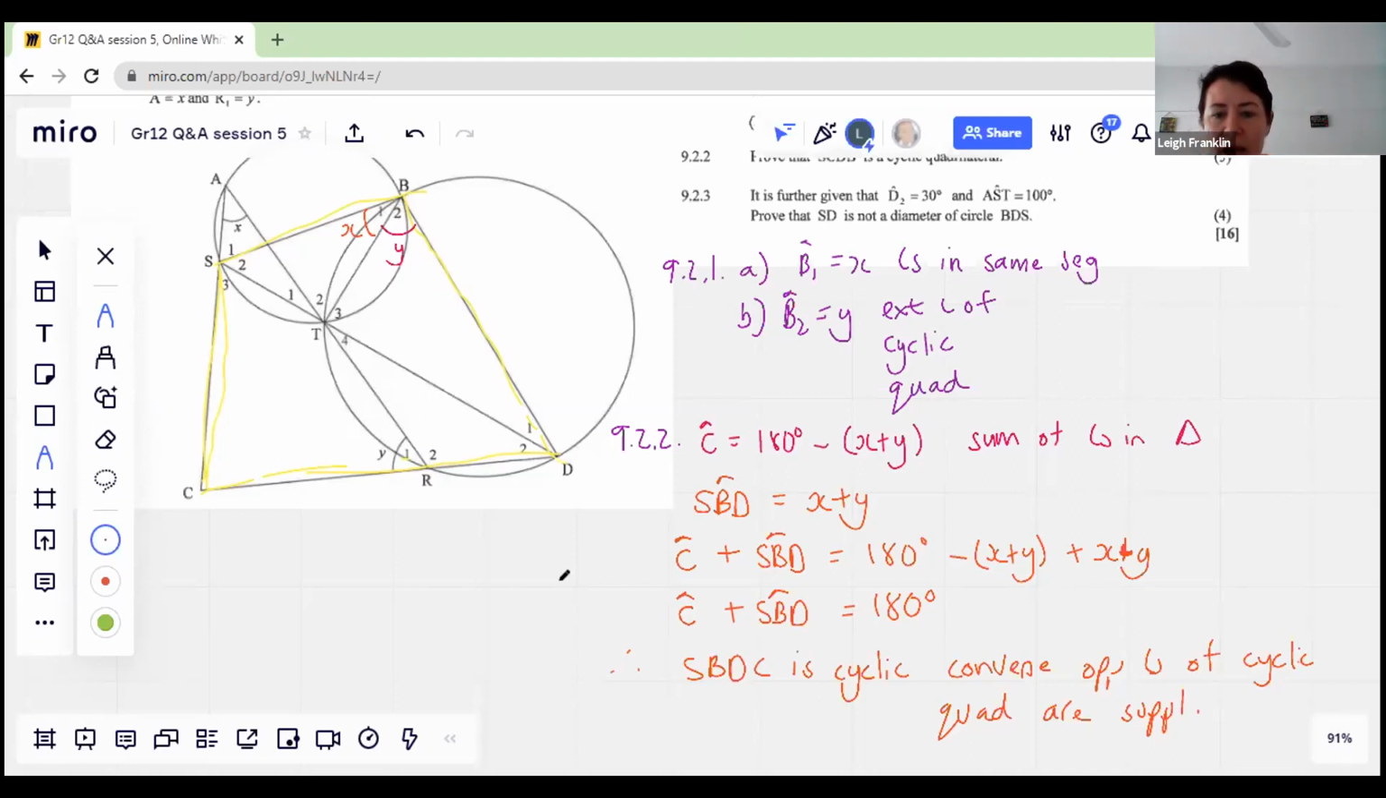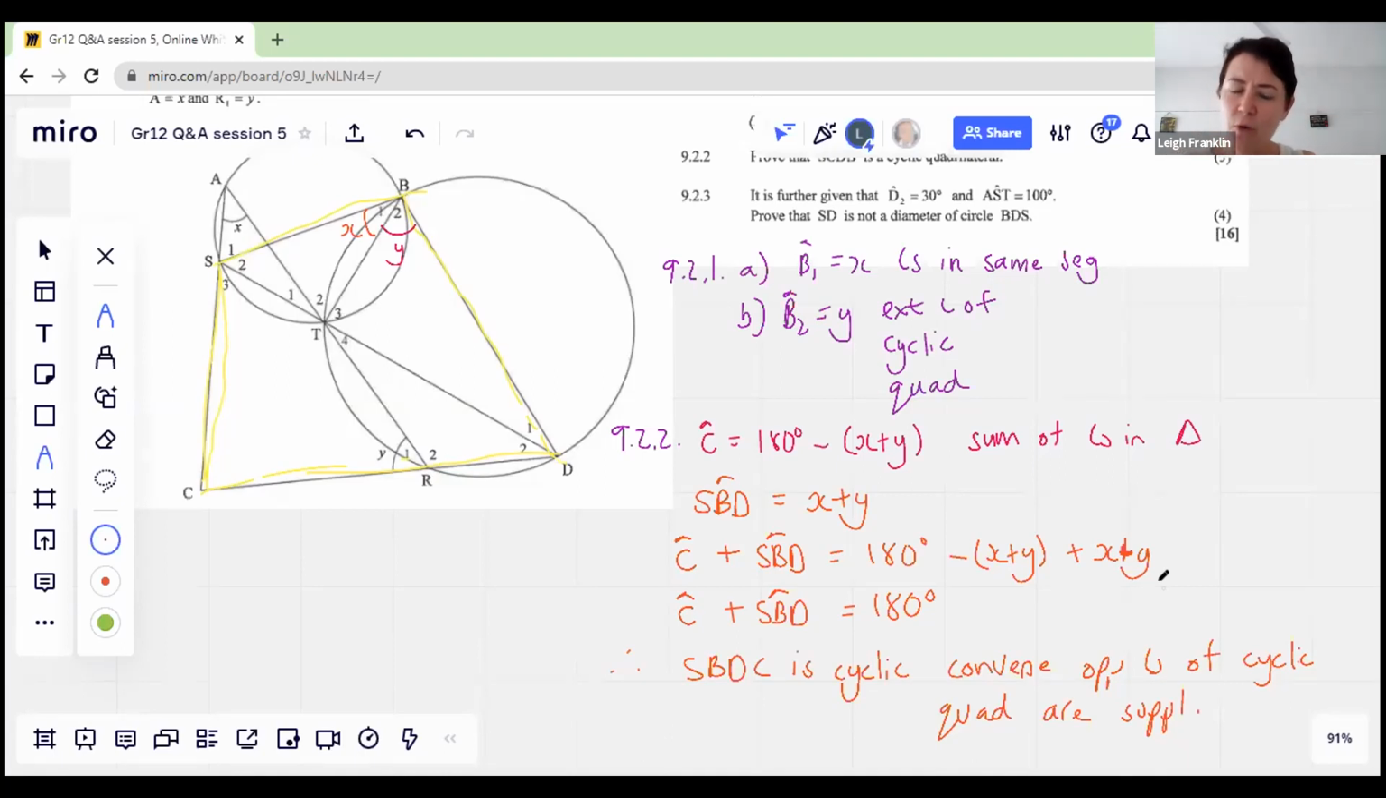If I'm saying that C is 180 minus (X plus Y), I'm putting the C on the one side of the equation and what it's equal to on the other side. Then on the left-hand side of the equation I'm adding SBD, so on the right-hand side I'm adding what it's equal to. Does that make sense? So I've shown that when I add C and SBD together, I get 180 degrees, therefore making SBDC cyclic. Converse: opposite angles of a cyclic quad are supplementary.